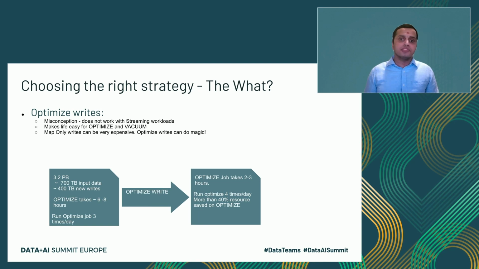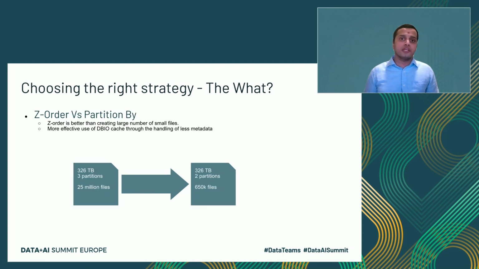One other common use case is the map only write operation, where you are reading the input data, just performing some transformation and writing it to a Delta table. Usually such use cases can have a large number of files, and having optimized write can help you to reduce the number of files.